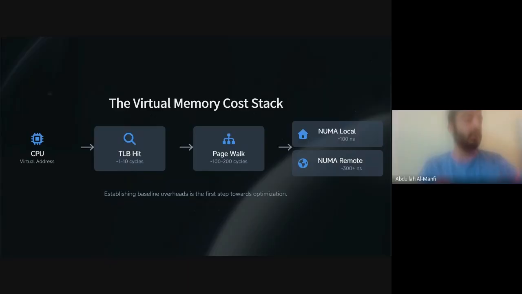If we look at the cost stack, a TLB hit is very cheap, but a TLB miss with a full page table walk plus a remote memory access can easily dominate the critical path of execution.